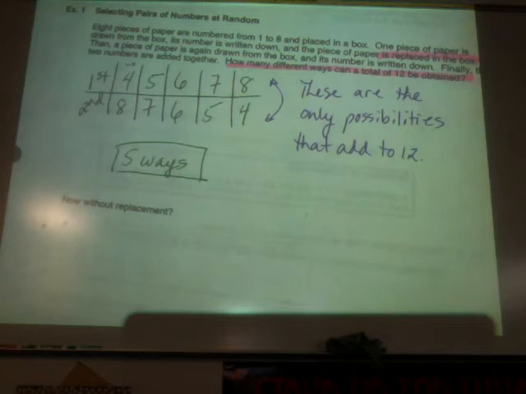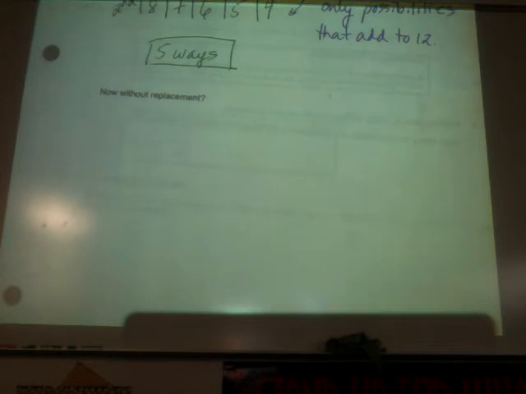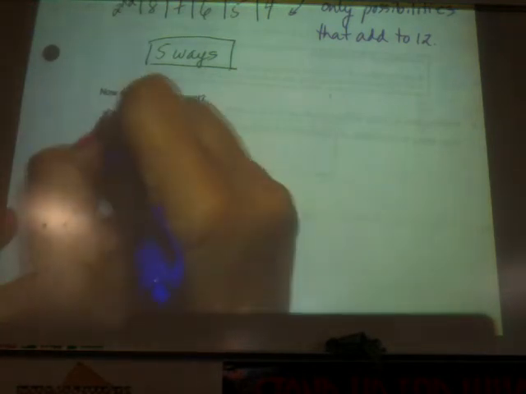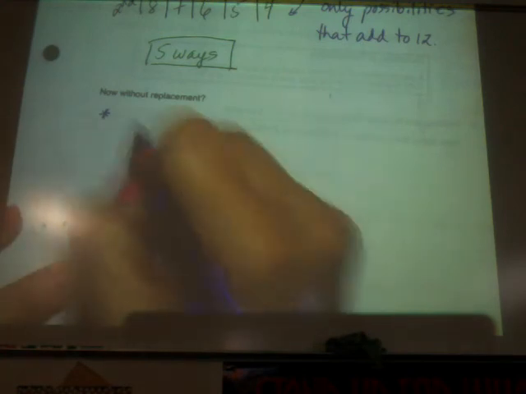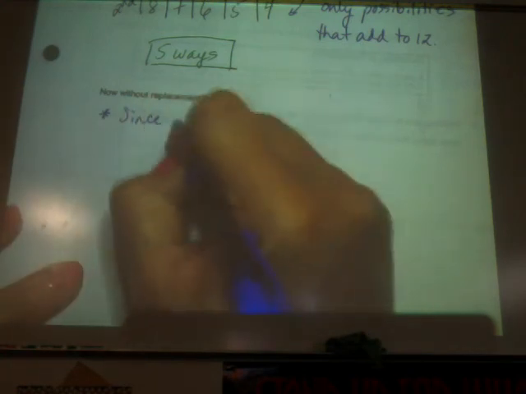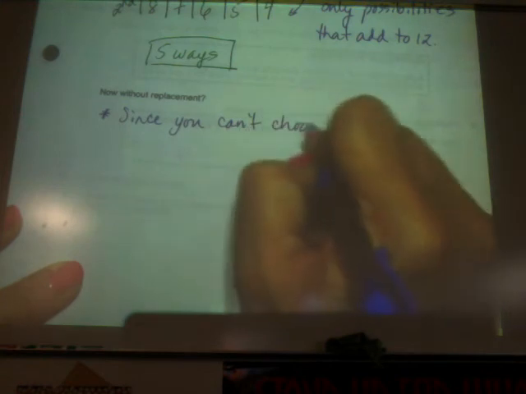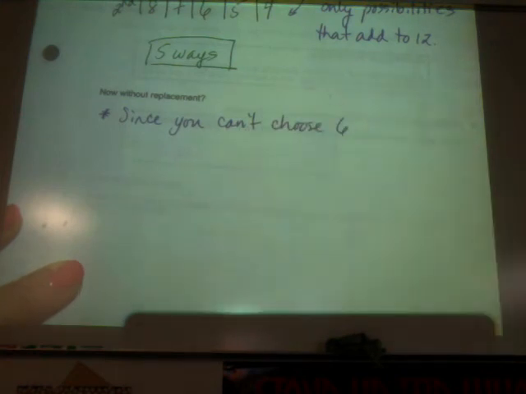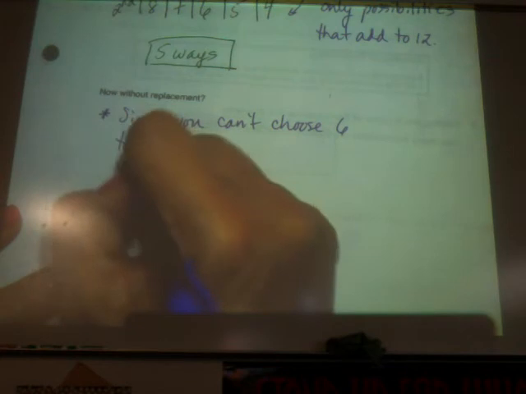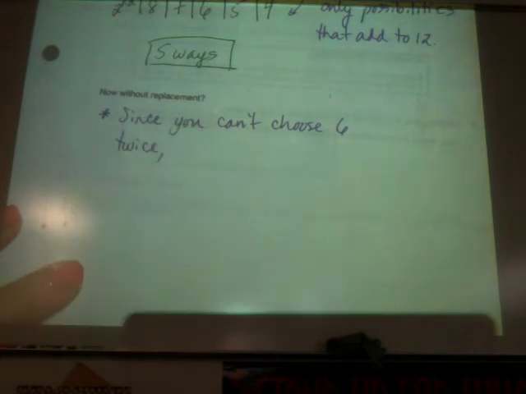Now they switch it up a little bit. Now without replacement. So we know the combinations from the 8 numbers that add up to 12, right? So without replacement, you might want to write yourself a little note here. Since you can't choose 6 twice, right? There is one less option.